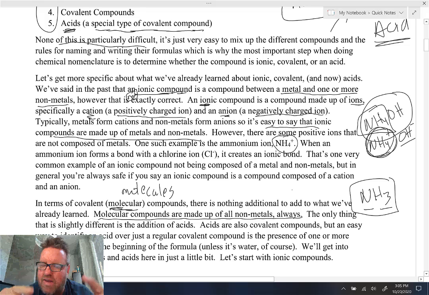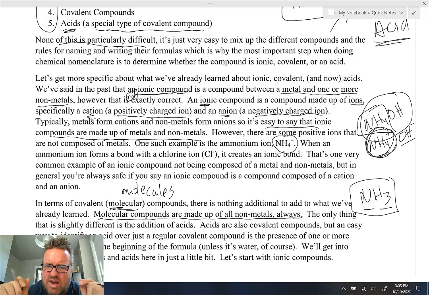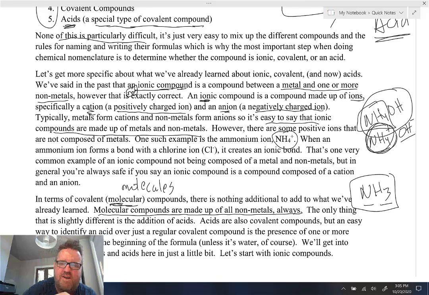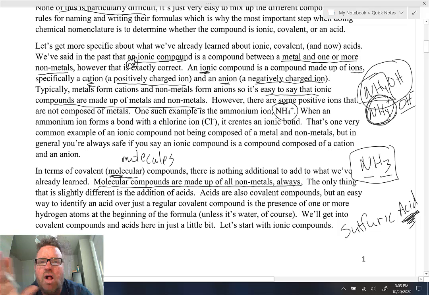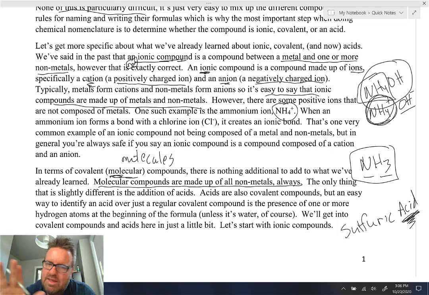The only thing that we have to consider is this: what's this whole acid thing you keep talking about? Acids are all made of nonmetals generally, and there's a real easy way to identify an acid. For example, a very common acid that you might have heard of is sulfuric acid. How am I supposed to know that's an acid? Because it says the word acid in the name. All acids say acid in the name, which makes the names really easy. Well, what if I don't have the name? What if I only have the chemical formula?